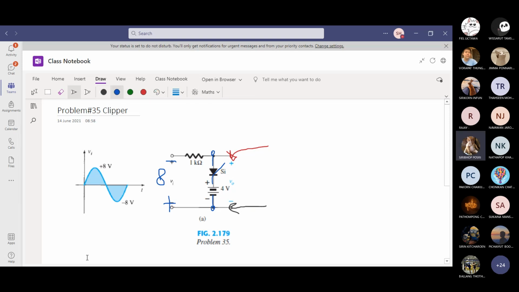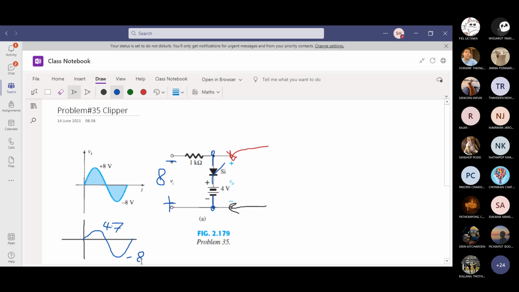So if you try to draw the waveform again. Output waveform, let me draw the output waveform. We have 4.7 and minus 8. So it will be something like this. The negative peak is definitely larger than the positive. This is positive 4.7. This one is negative 8.